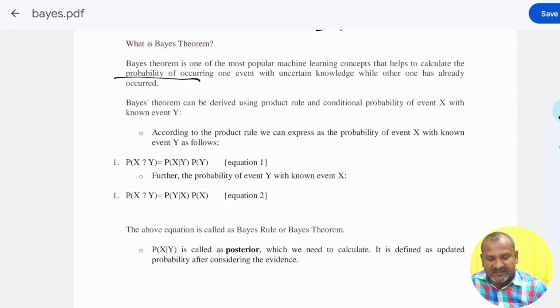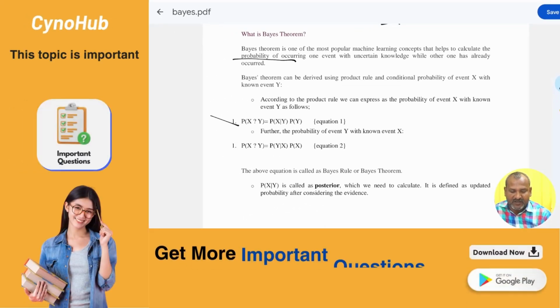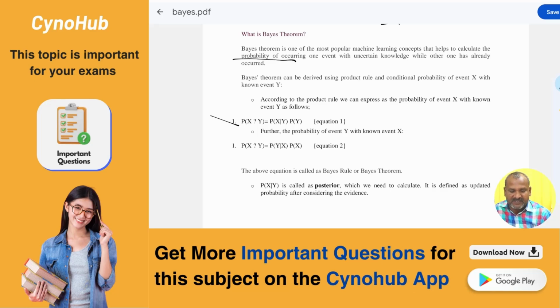Here we can write it as P(X|Y) = P(Y|X) P(X) / P(Y). That is equation 1. Second one, P(Y|X) = P(X|Y) P(Y) / P(X). This is equation 2.